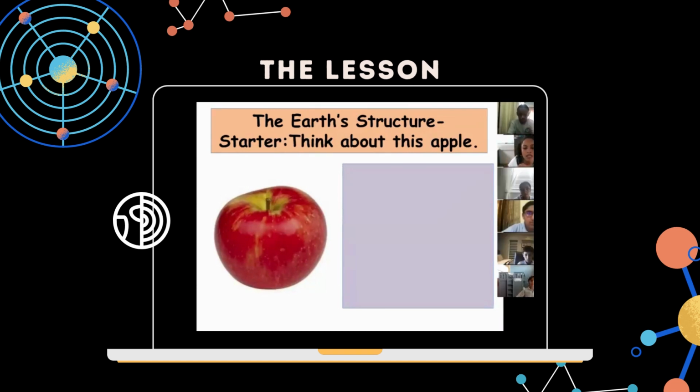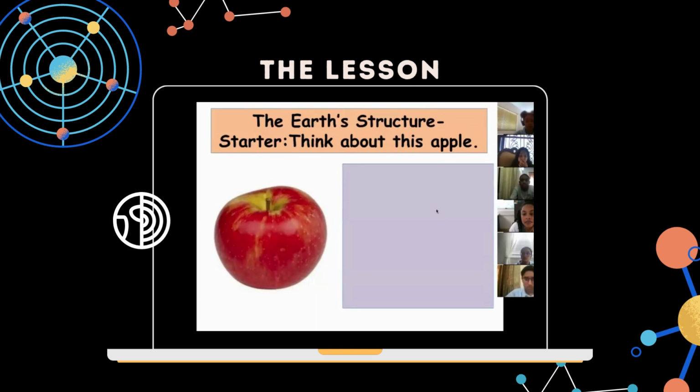Ask yourselves, why is Miss Liscott showing us a picture of an apple? Is she okay? So think about it, right? And I want you to just volunteer some answers. In what way is this apple similar to the structure of our planet? So have a think and then let me know. Layla.